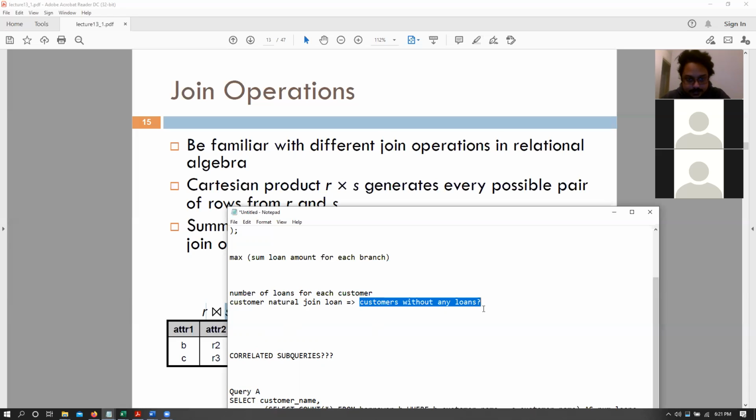No. Why, Alex? They won't be in the new table, exactly, because for that customer, there is no entry in the loan table. So a natural join just removes that entry, right? Exactly. However, if we actually want to know about customers without any loans, should we have a customer natural join, or what type of join should it be? Left natural join, exactly.